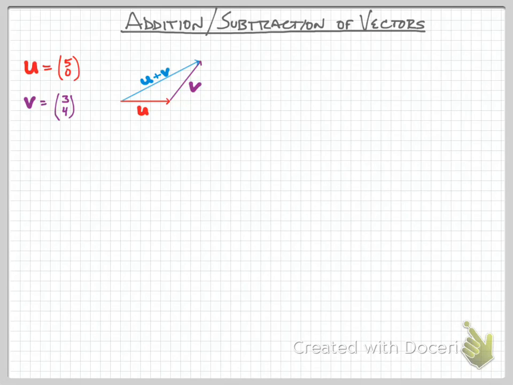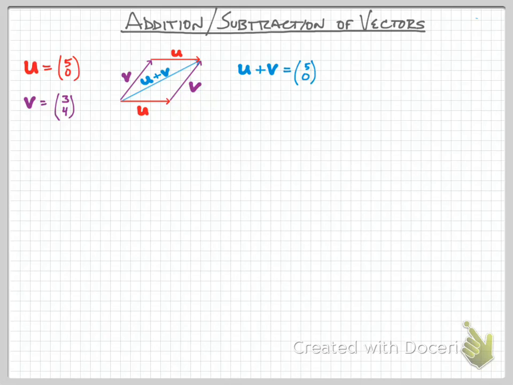Now, we could just as easily draw our v vector and then our u vector, and we get a nice little parallelogram, and we should get the same result, because u plus v should give us the same result as v plus u, whether we go in the v direction first and then the u, or vice versa. But let's check it mathematically to make sure that these two things are indeed the same.